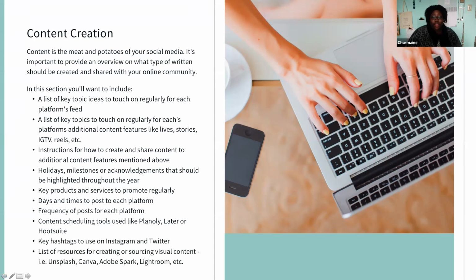And then a list of resources that can be used for visual content. Either sourcing stock images, resources that can be used to create photos or graphics, or platforms that can be used to edit any photos that you might take. Unsplash, I mentioned, is what you can use to download free high quality stock images. Like this image, for example, is from Unsplash. Canva and Adobe Spark are both free platforms you can use to create different graphics or posters or ads. And Lightroom is an app that you can use to edit your photos. If you take your own photos, you can use Lightroom to edit the texture, brightness or contrast, or anything you need to do to make it a bit more appealing for your social media.